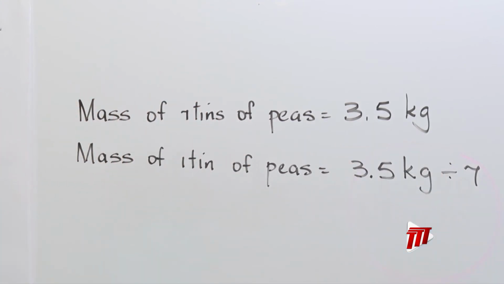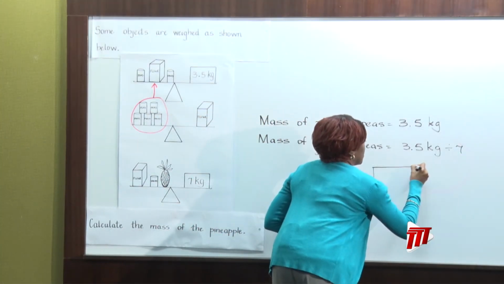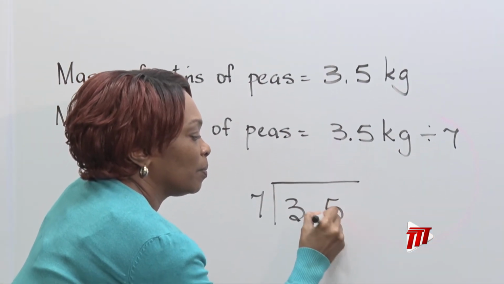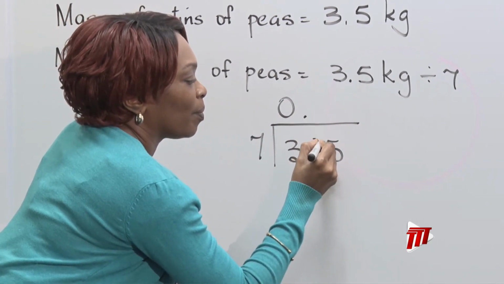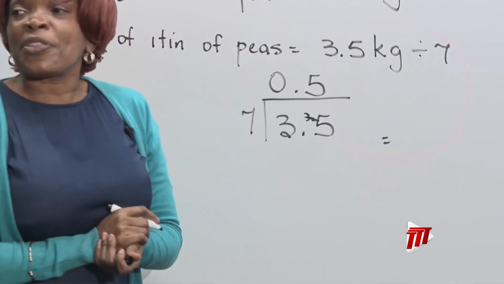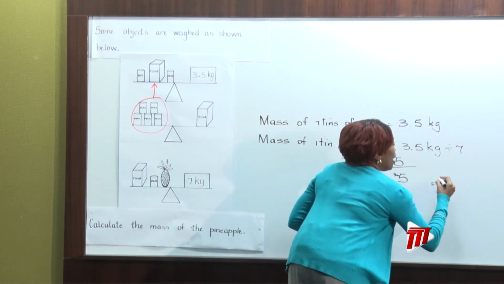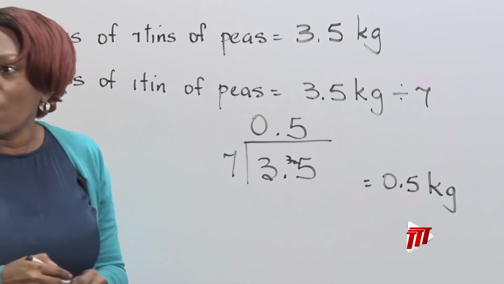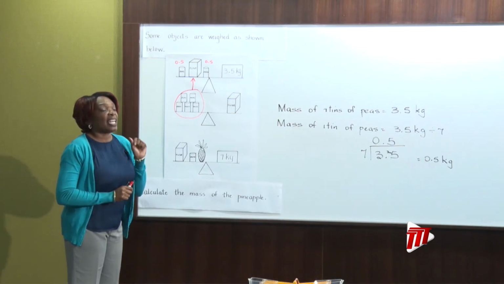Are you with me so far? Wonderful. So let's divide now. What are we going to say? So in truth and in fact, the mass of 1 tin of peas is equal to 5/10 kilograms. Are you seeing that, children? Wonderful. Remember, the mass of each tin of peas is 5/10.